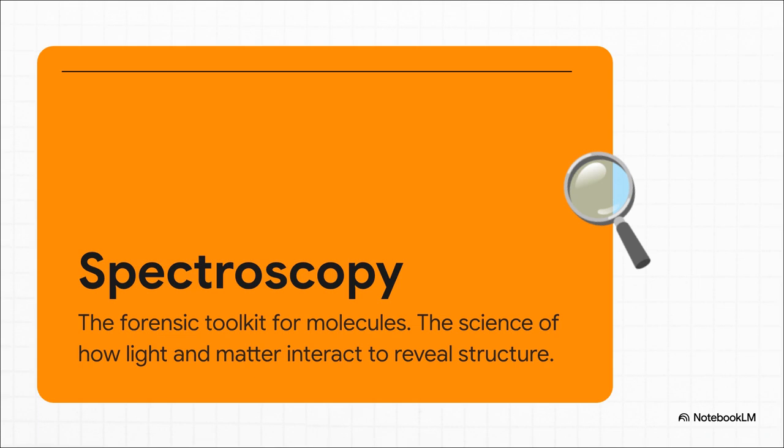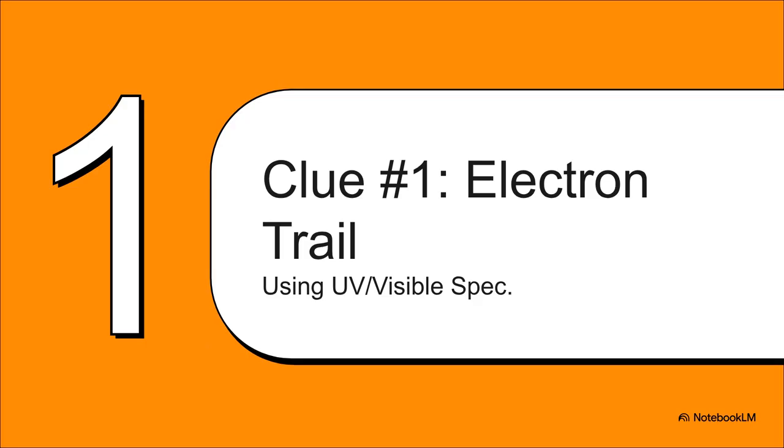Basically, it's the science of shining light on our molecular suspect and just watching to see how it reacts. See, different kinds of light interact with the molecule in totally different ways, and every single one of those interactions leaves a clue. It's a piece of evidence that helps us build a complete profile of what we're looking at.